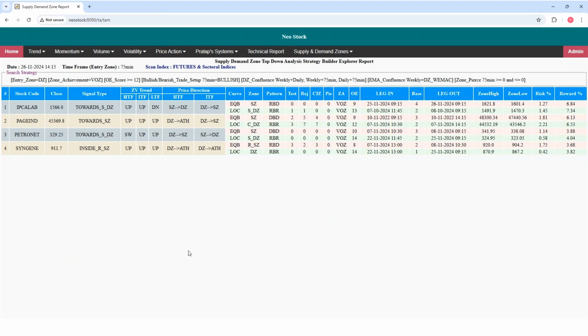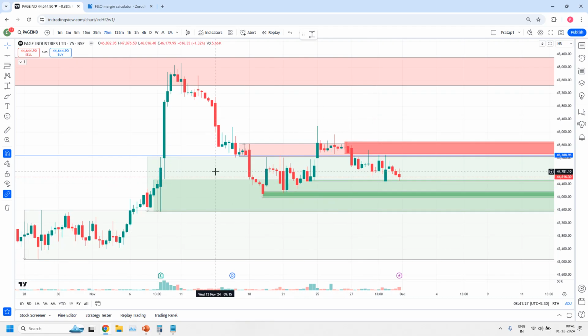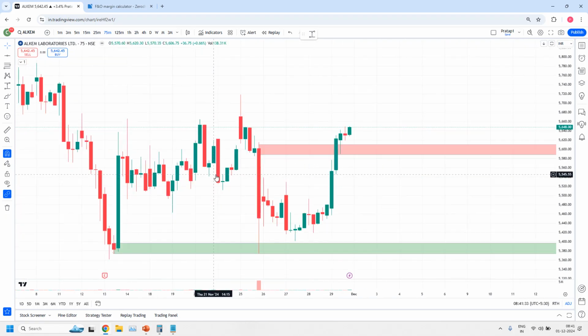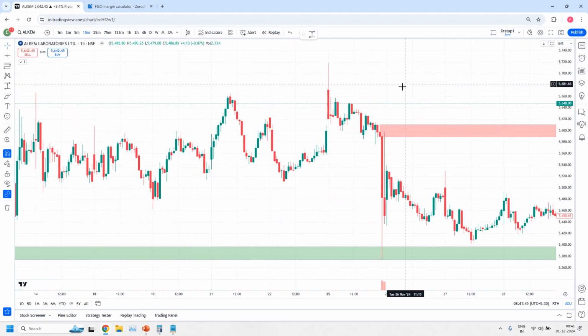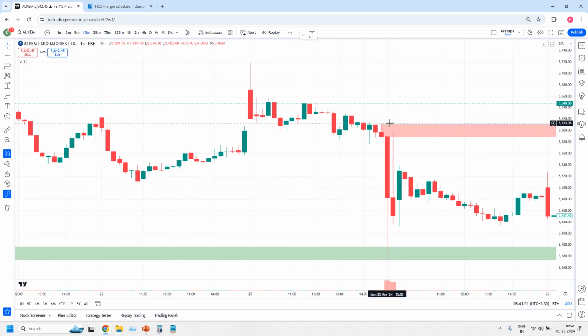Next, very interesting. Now we will look into this example: how a zone is violated and the next zone works. Multiple LTF order flows. See, the first one is violated and the second one gave a trade. Such kind of example we will see in the next one, ALKEM. This is a 15 minutes zone. ALKEM is a 15-minute zone, drop, base, drop.